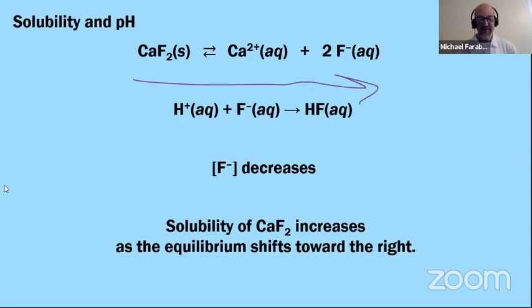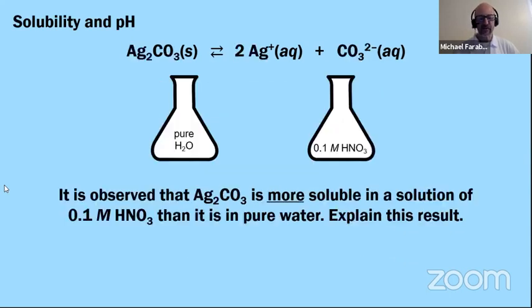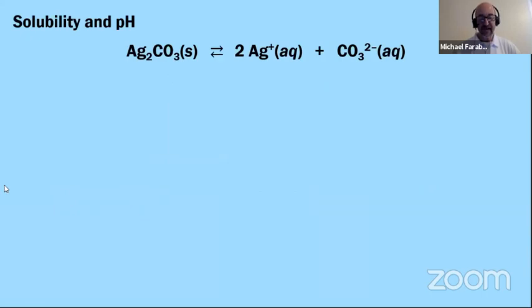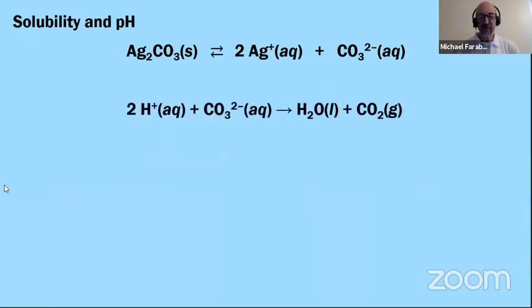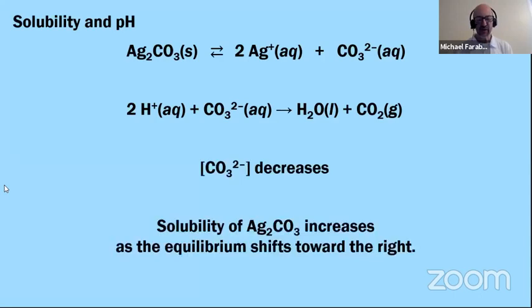Okay, here's another example. This is silver carbonate. It is observed that silver carbonate is more soluble in an acid solution like nitric acid than in pure water. So it's the carbonate. Okay, last time it was the fluoride. It's the carbonate that is reacting with H plus, producing initially carbonic acid, but that rapidly decomposes to give you water and CO2. This is like the classic vinegar baking soda reaction to produce bubbles. So that is going to cause the carbonate to go down, shifting the equilibrium toward the right, making silver carbonate even more soluble in an acid than in pure water.